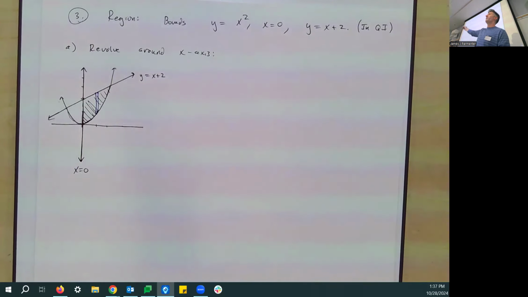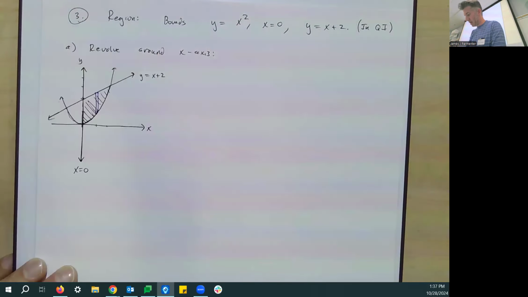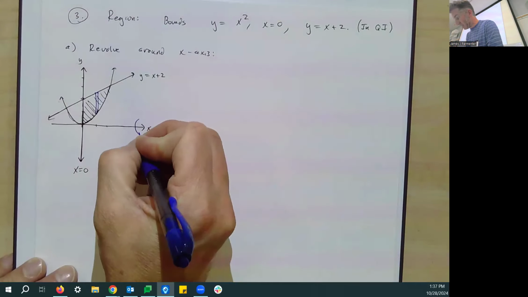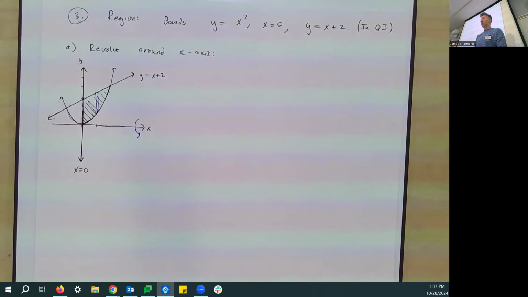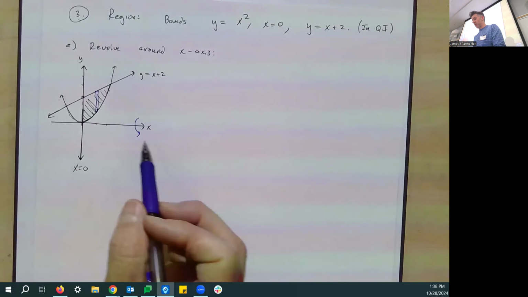Give me a thumbs up if I'm using the disk method, a thumbs down if I'm using the washer method. Technically, I know I said they're both the same, but it's definitely the washer method because my region isn't flush with my axis of rotation. I know I didn't label it. There's my x-axis, there's my y-axis. I'm going around the x-axis, which is not the same as the line x equals 0. There's x equals 0. There's the x-axis, which is y equals 0.